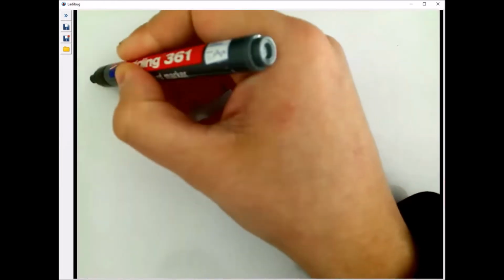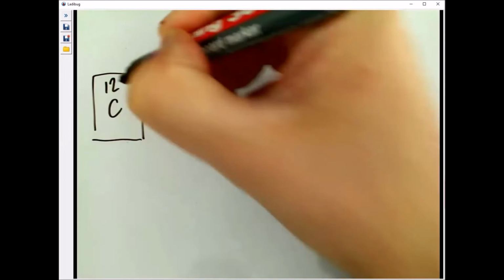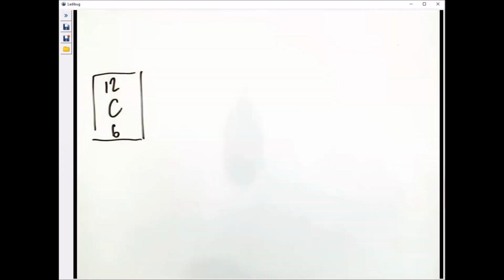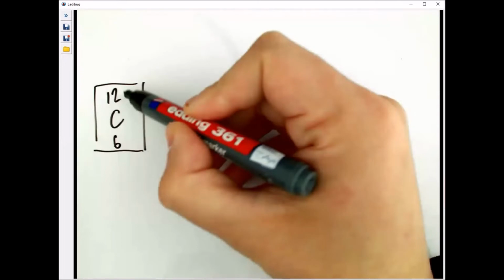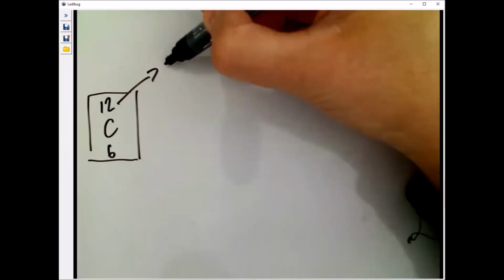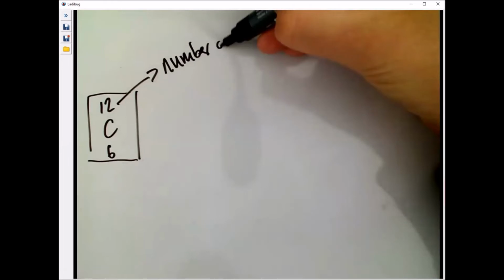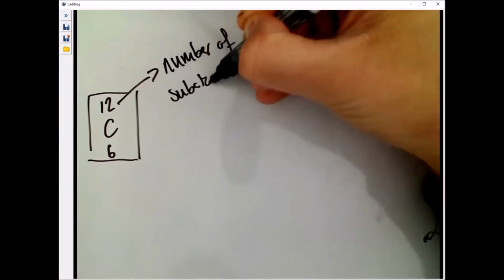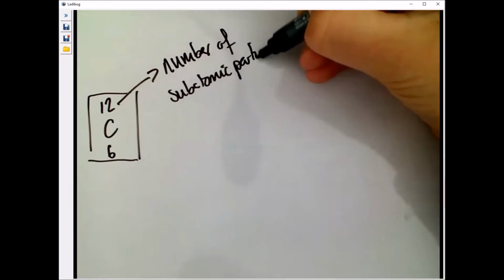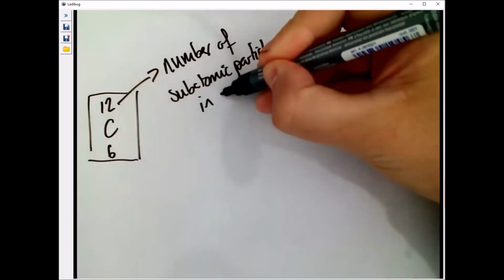Okay guys, so we're going to start by drawing carbon. So this is linked to our periodic table. So carbon is the one with the C, and our top number is a 12 and the bottom number is a 6. This top number tells us the number of subatomic particles that are in the nucleus of the atom, that center part. So number of subatomic particles in nucleus.